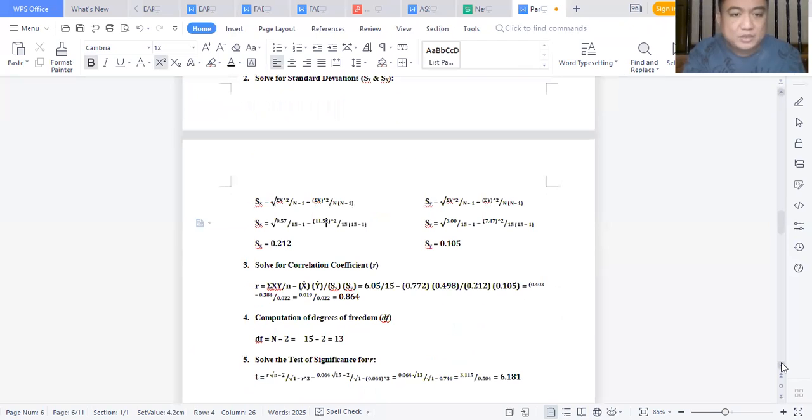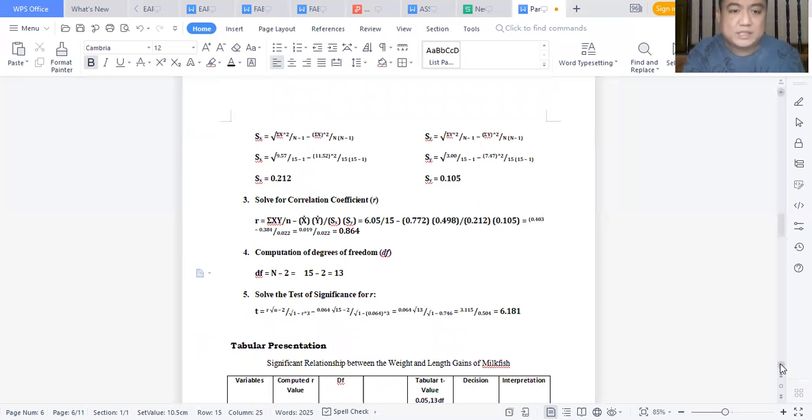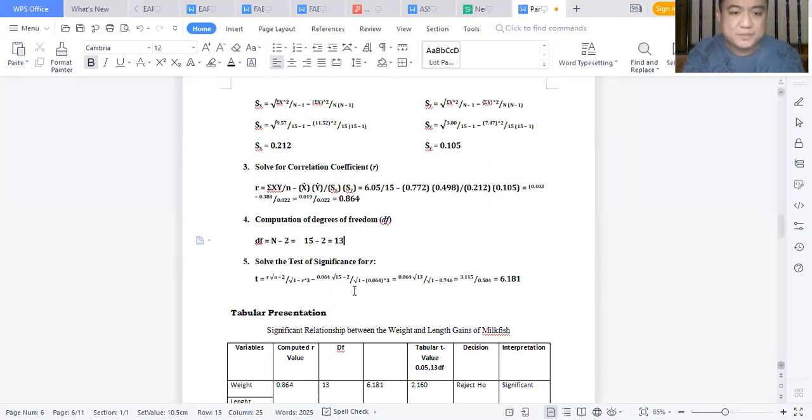Then for the correlation, the summation of XY, which we have earlier in the third column, over n, minus the product of the mean of X and the mean of Y, divided by the product of the standard deviation of X and Y, and you can get 0.864. Computation of degrees of freedom: n minus 2, 15 minus 2 equals 13. Solve the test of significance for r: r times the square root of n minus 1, divided by the square root of 1 minus r squared. Then you can get 6.181.